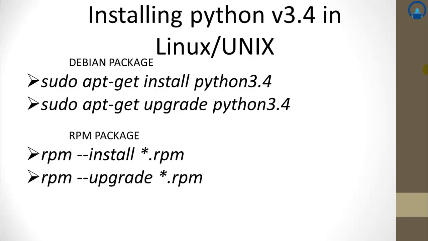But if you already have Python installed in your operating system, then you need to type sudo apt-get upgrade python3.4, and whatever you have will get upgraded to the latest version. Just so that you know what this command means, sudo means super user do. Just as we have administrator in Windows, Linux has its own administrator, known as super user, and you need to have root access in order to do that. So super user do apt-get install python3.4, that is if you have a Debian package.